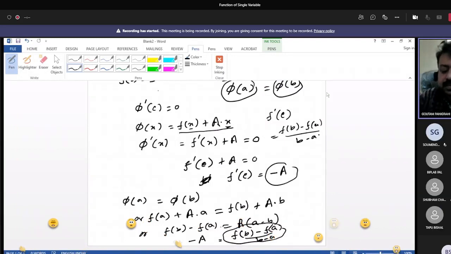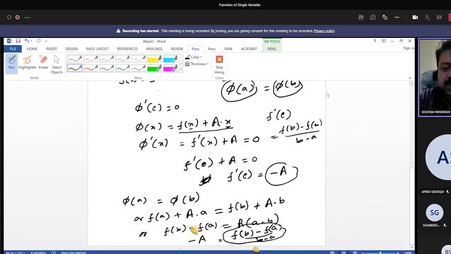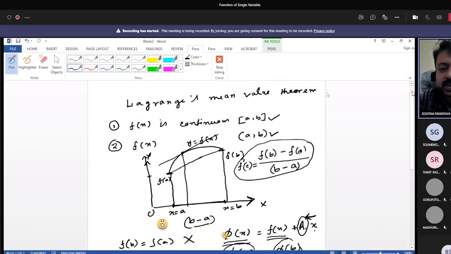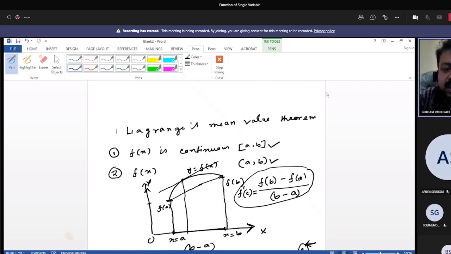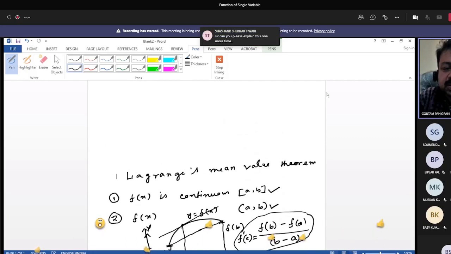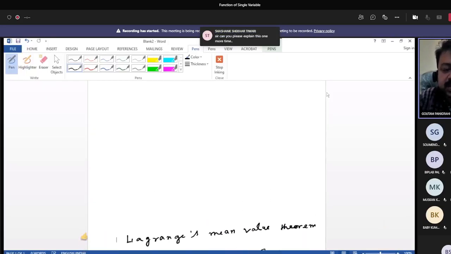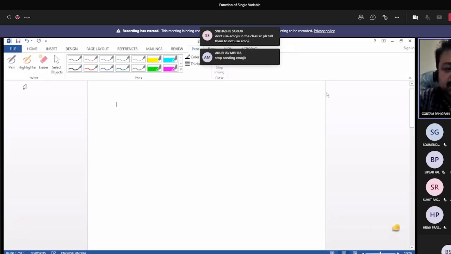Next point that I have to discuss is that some problems belong to this particular category. This is a very important concept that is required for all of you for the solution of problems of the mean value theorem. Before that, just a moment.